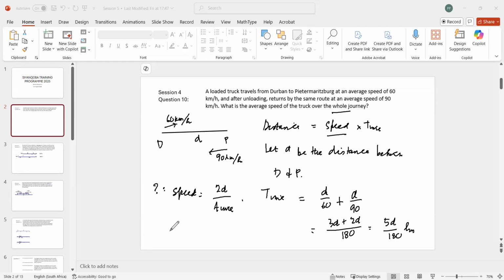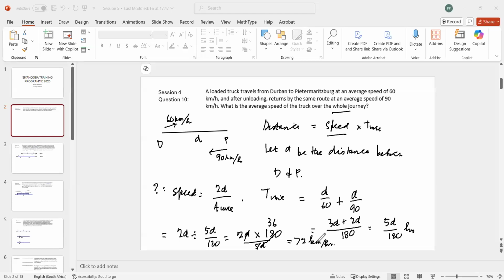So therefore, the speed that we are talking about is 2d divided by time. The time is 5d over 180, and so that's 2d times, when you're dividing a fraction, you invert, 180 over 5d. The d's cancel. The 5 goes into 180 36 times, and you have 2 times 36, which is 72. And that's the speed. So the units for the speed is kilometers per hour.